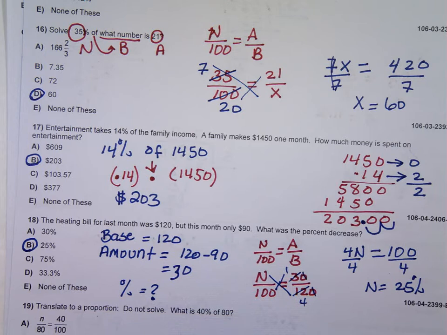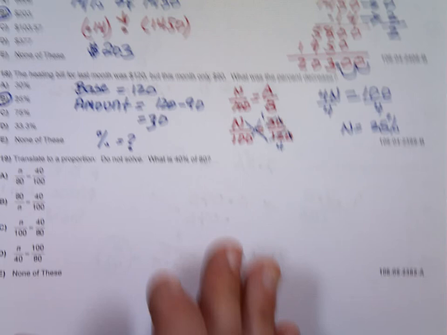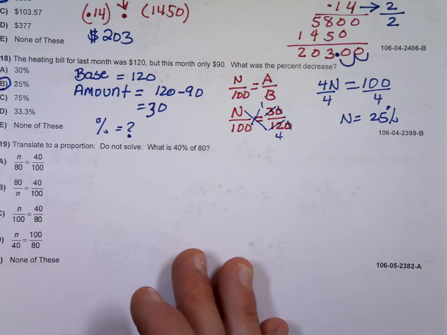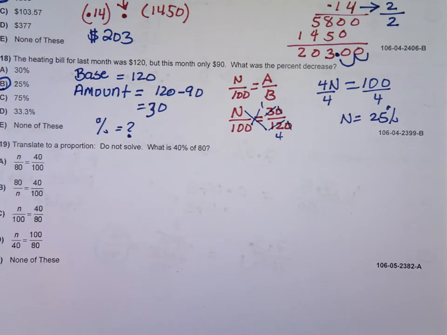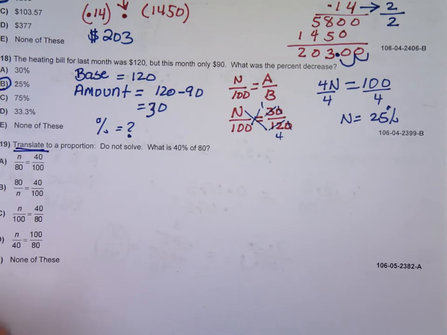Again, all of that is from chapter 6, all the stuff we've been doing. So anyone who didn't take that test yet? There's your review. Translate, that means don't solve it. See, translate, don't solve it. It says do not solve, actually. I don't even have to say that.